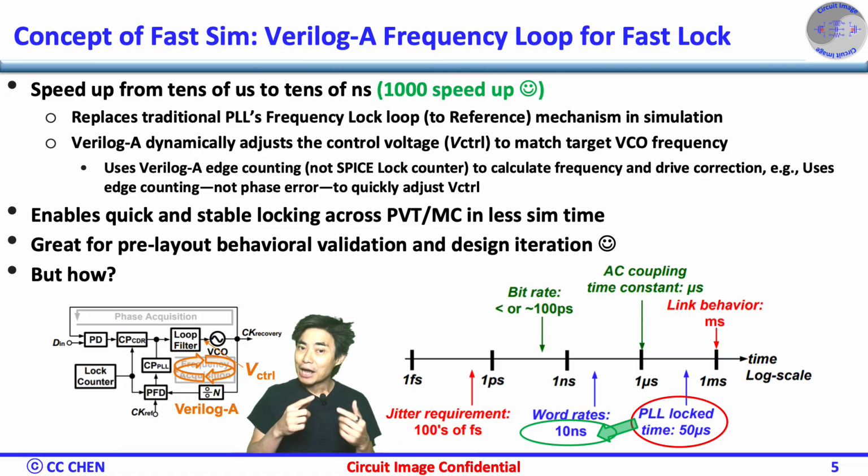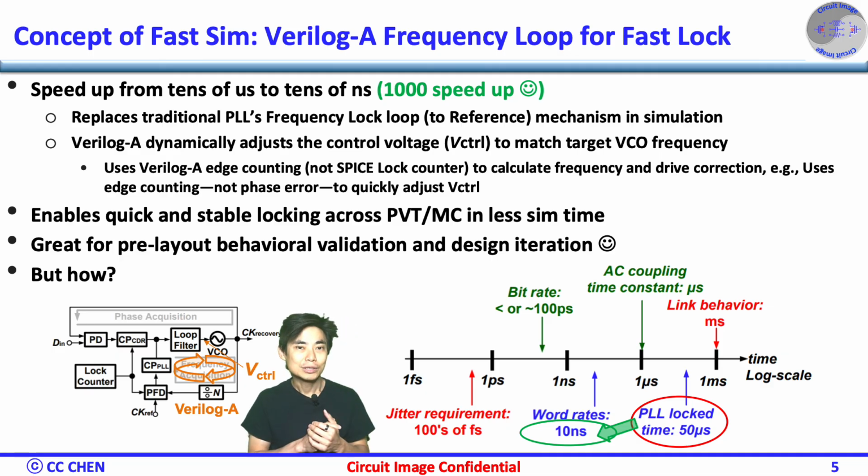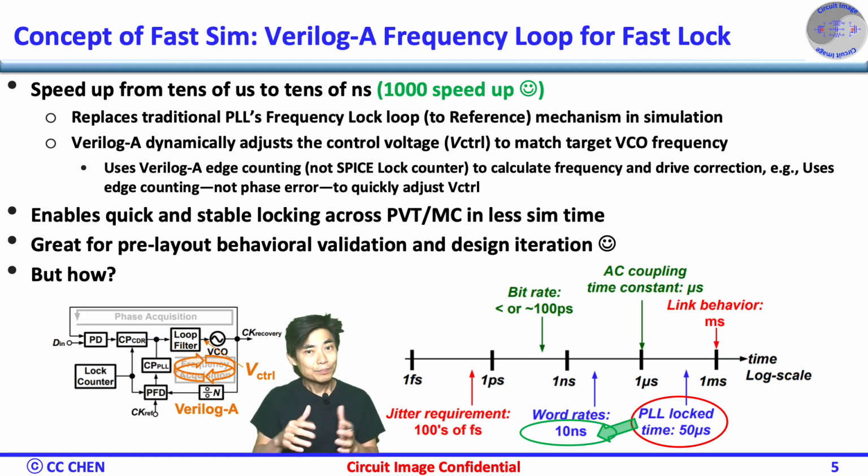VLGA monitors edge count, not phase error, to adjust the control voltage. So rather than modeling the full lock counter in SPICE, we just track rising edges over time. If the frequency is off, we adjust the Vcontrol to correct it. This method enables fast, stable locking, even with PVT or mismatch variations. It's perfect for pre-layout validation and design sweeps. So now we know that works. Let's take a look at what's actually happening inside the servo loop.